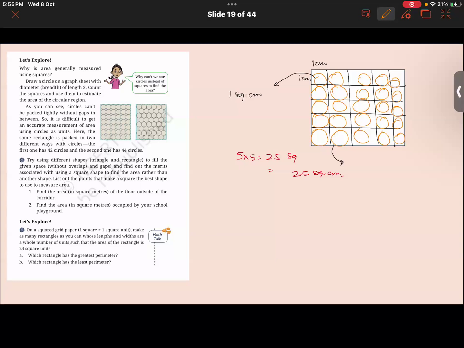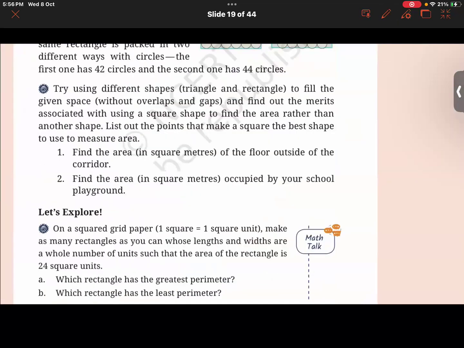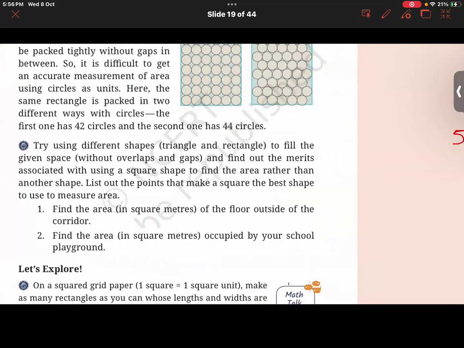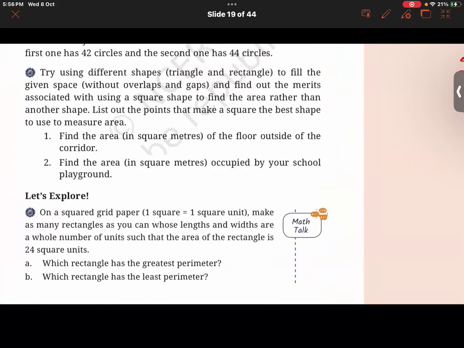Yeah, I'm back. Okay. So as we can clearly see here, circles cannot be packed tightly without gaps. No matter how tightly you try to pack them, there will still be some gaps. So we can use different shapes, and the most suitable is using squares. That is the thing.